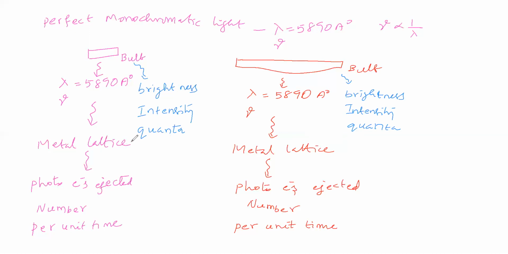Now we will compare both cases. We will take this as bulb 1 and this as bulb 2. First, we will compare the wavelength of both bulbs. First we will see how the wavelength will be. What do you say about the wavelength in both cases? Do you say the wavelength in both cases is equal?